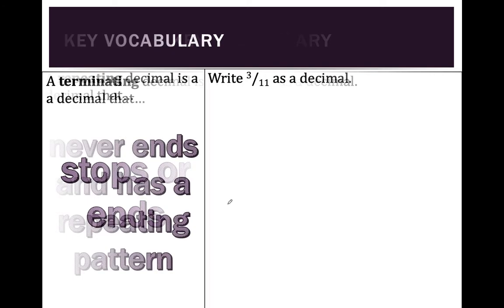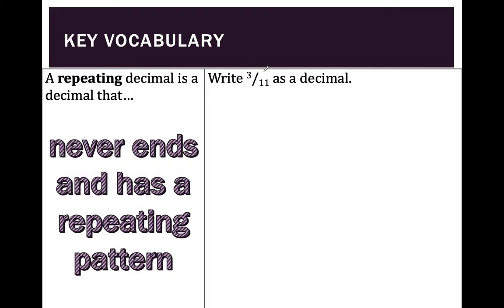Let's take a look at another example. To write 3/11 as a decimal, again, you can divide on your calculator 3 divided by 11, and that gives you 0.27272727. Your calculator, depending on what calculator you have, might end in a 7, it might end in a 3.